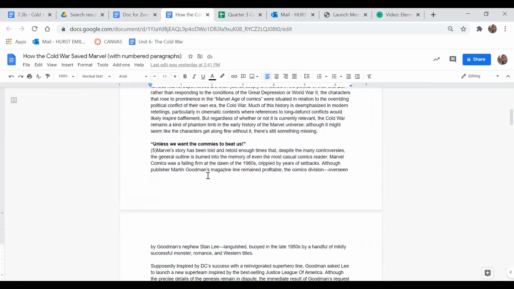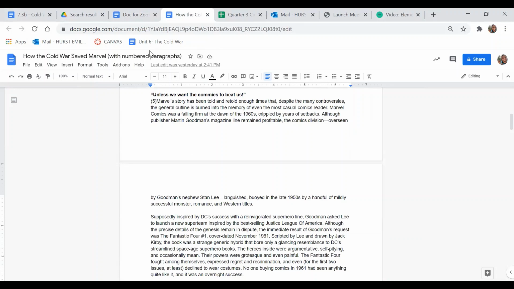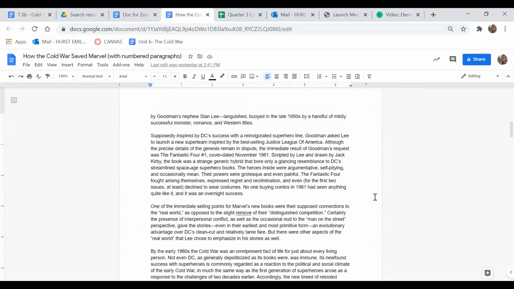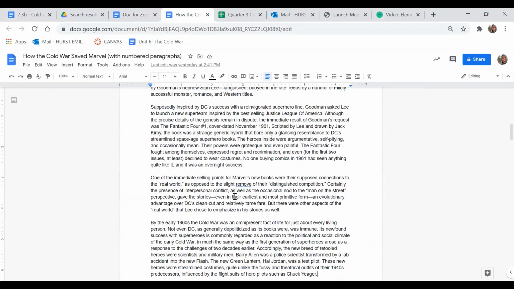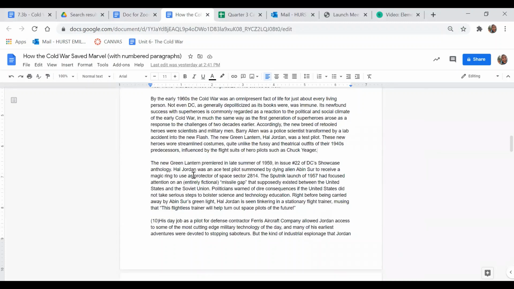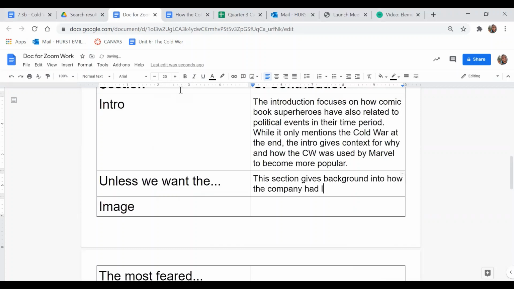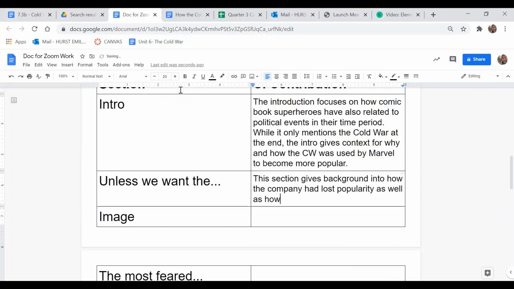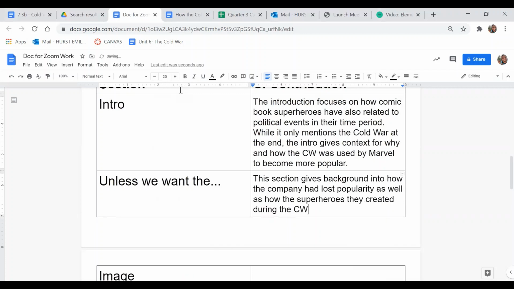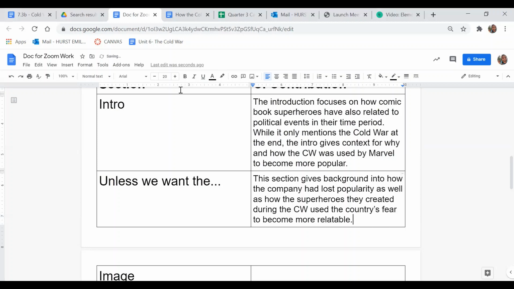If we look at the part about "Unless we want the commies to beat us," it talks about why Marvel needed a reboot, right? It gives the bankruptcy information, and then how they created these new superheroes, right? So it talks about the argumentative, self-pitying, and occasionally mean superheroes, and how they made their characters particularly relatable by making them experience the Cold War. So this section gives background into how the company lost popularity, as well as how the superheroes they created during the Cold War used the country's fear to become more relatable, right? So they played on what people were really interested in.